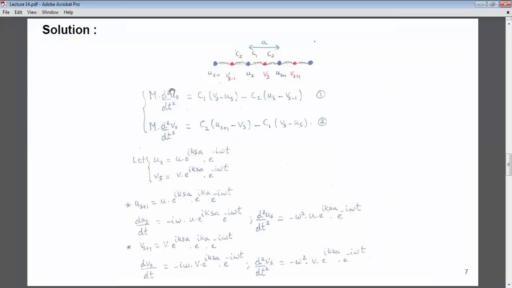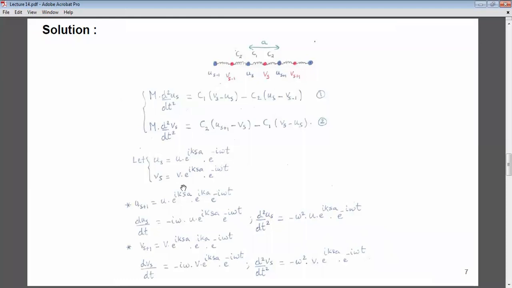I will start with m d2 u_s by dt squared equals C1 into (v_s minus u_s), right? Because this is here C1. Then minus C2 into (u_s minus v_{s-1}). Same thing for d2 v_s by dt squared. Then we say let u_s equal to this thing, let v_s equal to this thing.